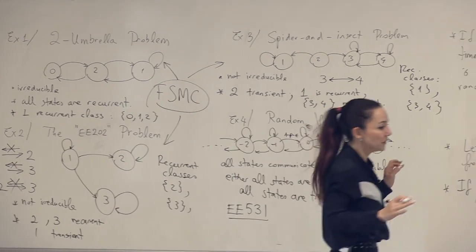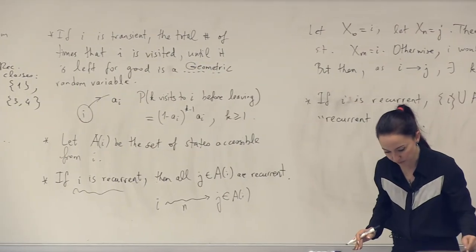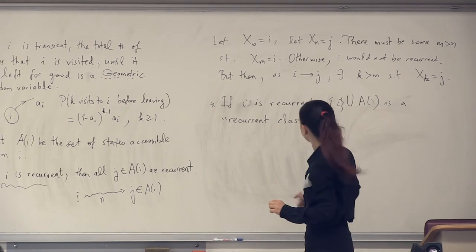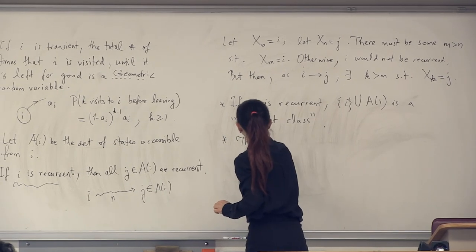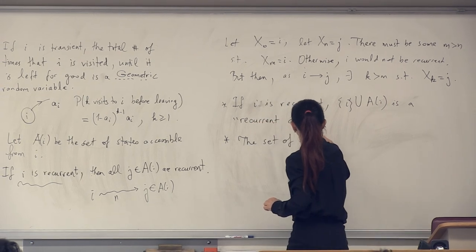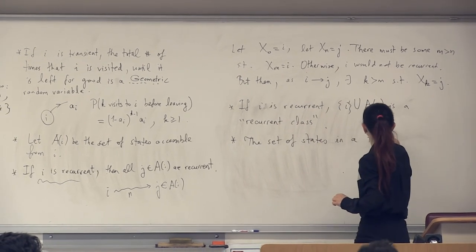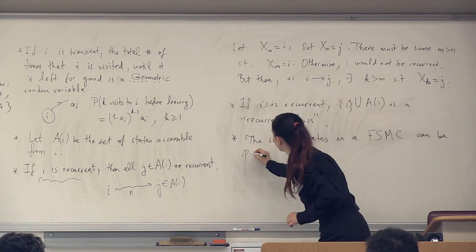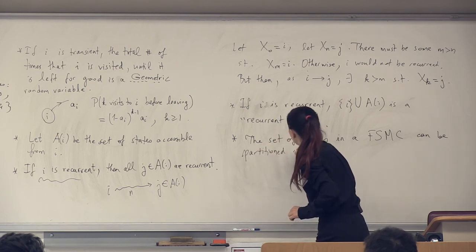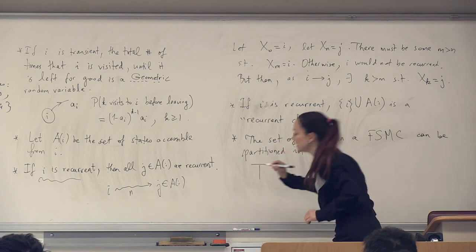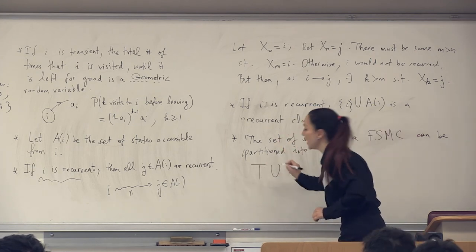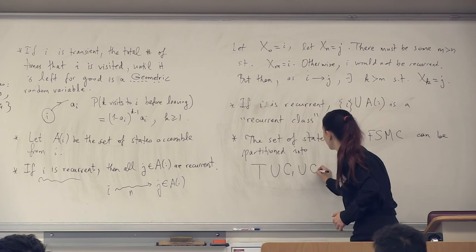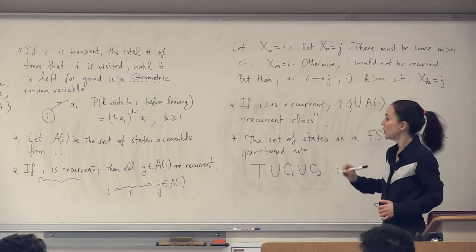Okay, so now, clearly, you will see that the set of states in a finite state Markov chain can be partitioned into transient states and a number of recurrent classes. Recurrent class 1, recurrent class 2, and so on.